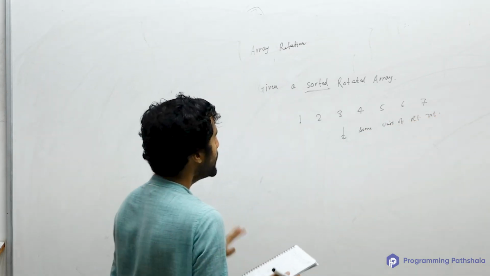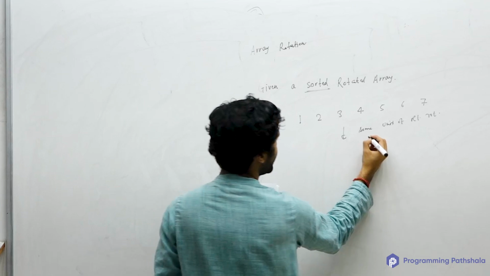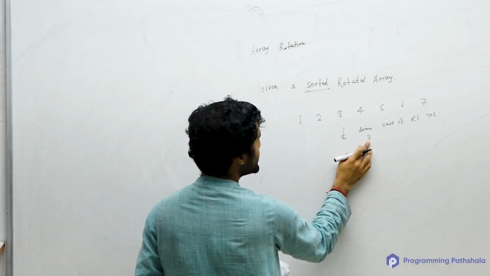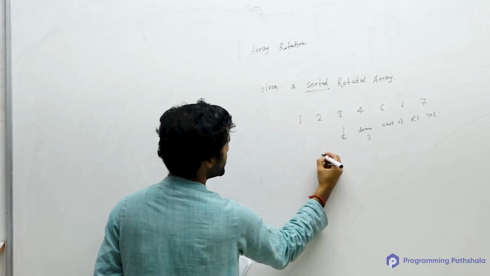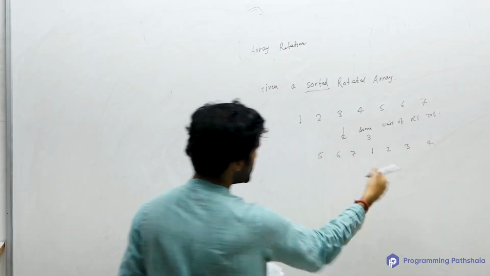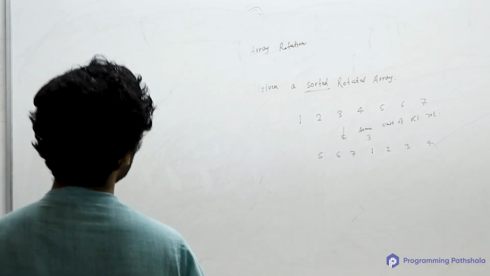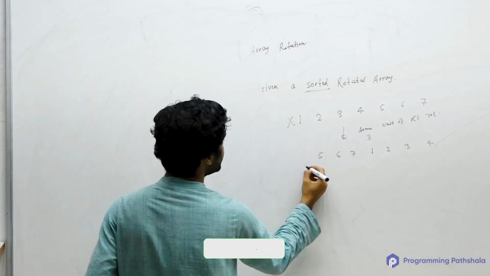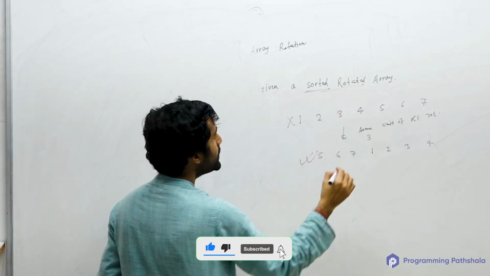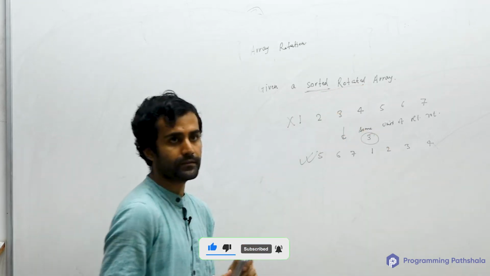Okay, so let's say if it has gone 3 units of right rotation, how will it look? If 3 units of right rotation has happened, that means 5 6 7 will come in the beginning and it will look like this. So what you have been given is not this. You have been given this sorted rotated array. You do not know how many units of rotation have happened. You do not know it.